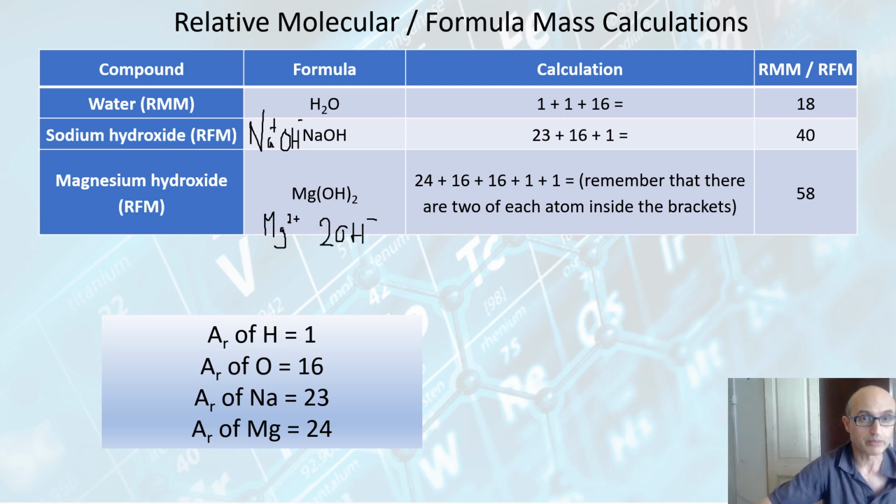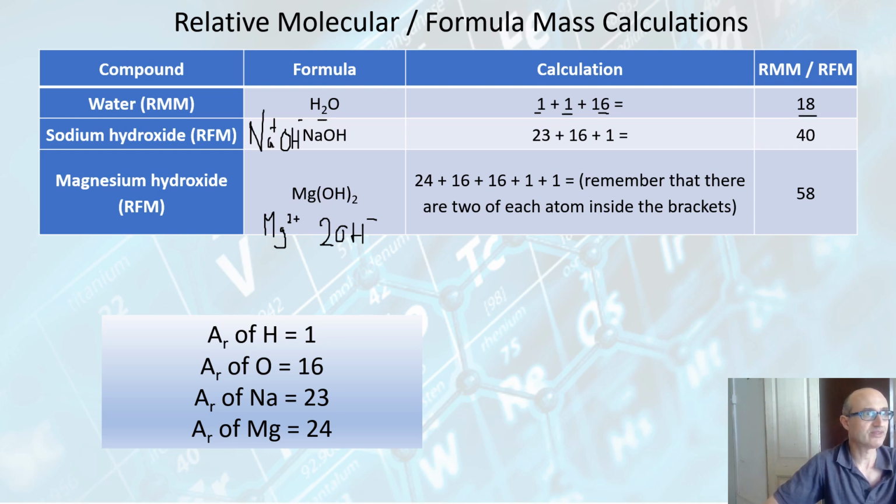Now let the formula lead you to the calculation. What I mean is this. When you have a formula of H2O, in order to calculate the RMM from the RFM, you have to take in the ratio of the atoms. So since you have two hydrogen atoms, the RAM of hydrogen must appear twice. You have a single oxygen atom, 16, and the RMM is the simple addition.